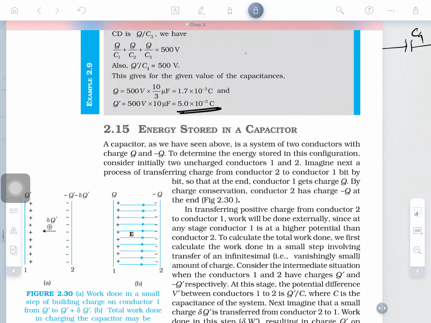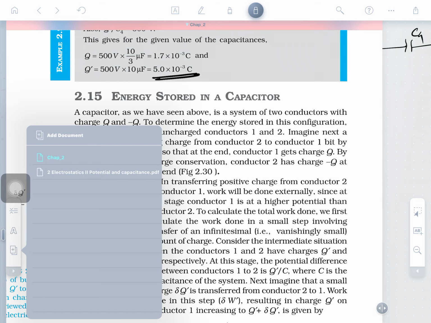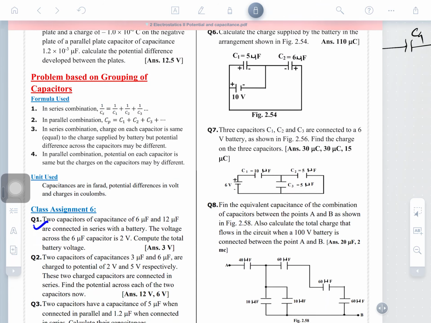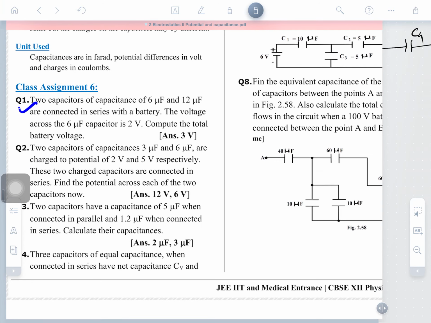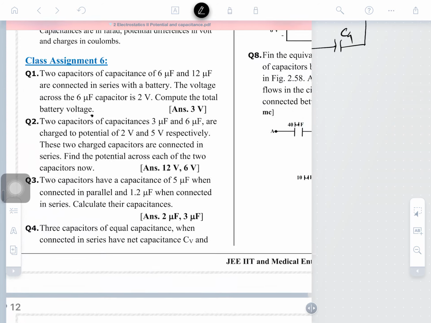Now, the next topic is energy stored in capacitors. Before that, we will need to solve some more questions in your NCERT textbook. Two capacitors of capacitance 6 microfarad and 12 microfarad are connected in series with a battery. Compute the total battery voltage. Very nice question. I will suggest you solve these questions seriously, and that will help you see how much knowledge you have gained.